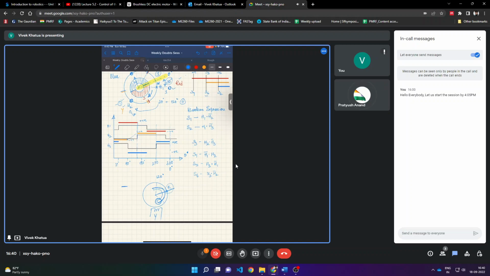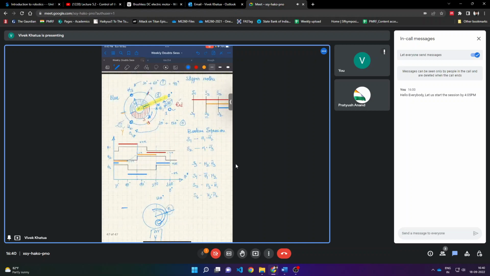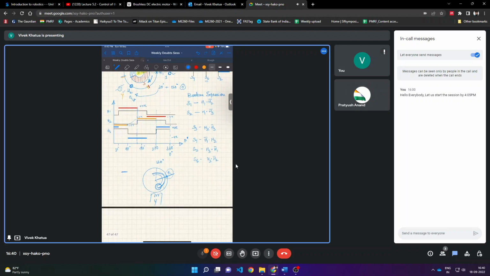Why have I given H1 red, H2 yellow, and H3 blue? Because they are the three phases. Now you see that when this is at 120 degrees, this is perfectly sitting here. Now what I want to do is move this further. How will I move it? Let us take it manually.